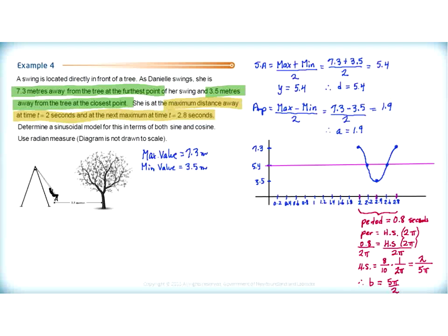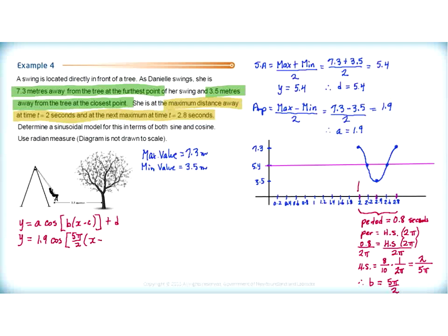Now we can determine the equation in terms of cosine. So we have y equals a times the cosine of b outside of x minus c, plus d. Notice that there are no vertical reflections this time because the V-shaped graph is drawn properly. So we have the value of a here to be 1.9 times the cosine of b, which is going to be 5 pi over 2 times x minus.